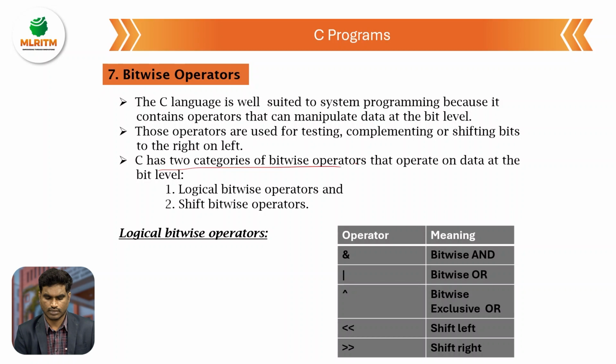C has two categories of bitwise operators. Those operators are at the data bit level: logical bitwise operators and shift bitwise operators. Okay. Here, the logical bitwise operators are bitwise AND, bitwise OR, bitwise exclusive OR, shift left, shift right, and one's complement.